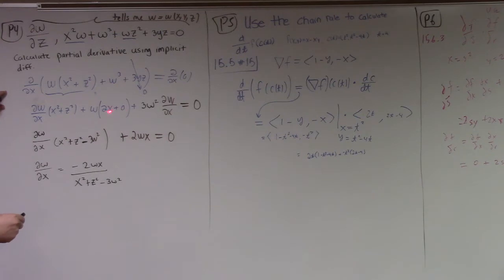And so we get w times 2x plus 0. And then 3w squared partial w partial x because of the chain rule. Remember, w is a function of x. And then at that point, we got to isolate partial w partial x. So we do a little bit of algebra, and then just divide by the coefficient. And there you go.